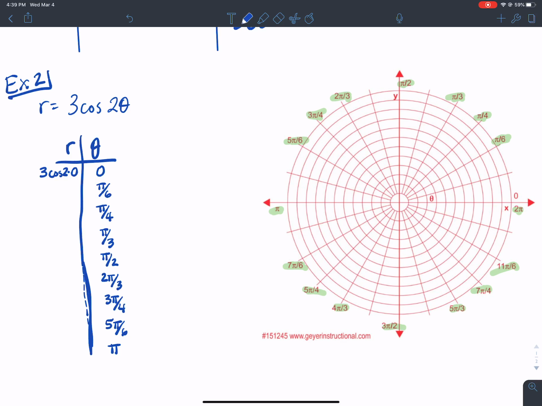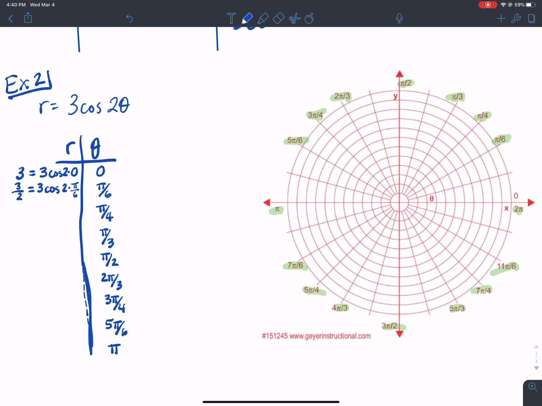So we're going to do 2 times 0 to get our first value. So 2 times 0 is 0. The cosine of 0 is 1. 1 times 3 gives you 3. All right, pi over 6 is the next one. So we're going to do 3 times cosine of 2 times pi over 6. So you need to think about what that would be. 2 times pi over 6 reduces to pi over 3. So really you're thinking about cosine of pi over 3. Cosine of pi over 3 is a half, and 1/2 times 3 is 3/2, or 1.5.